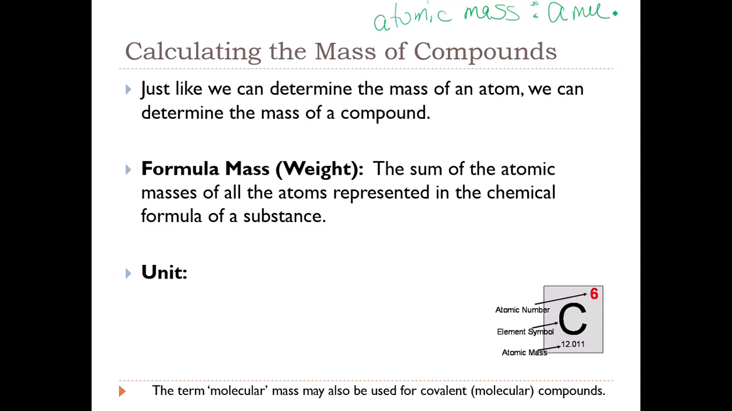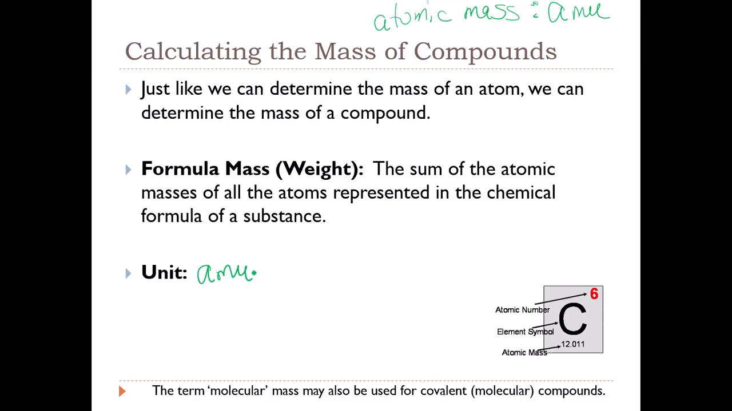It turns out we could also calculate the mass of a compound by adding up the atomic masses of all the atoms present in the compound. Just like we can determine the mass of an atom, we can determine the mass of a compound. This calculation is called the formula mass or formula weight: the sum of the atomic masses of all the atoms represented in the chemical formula of a substance. What unit do you think this will have? Well, if you guessed AMU, you are correct.